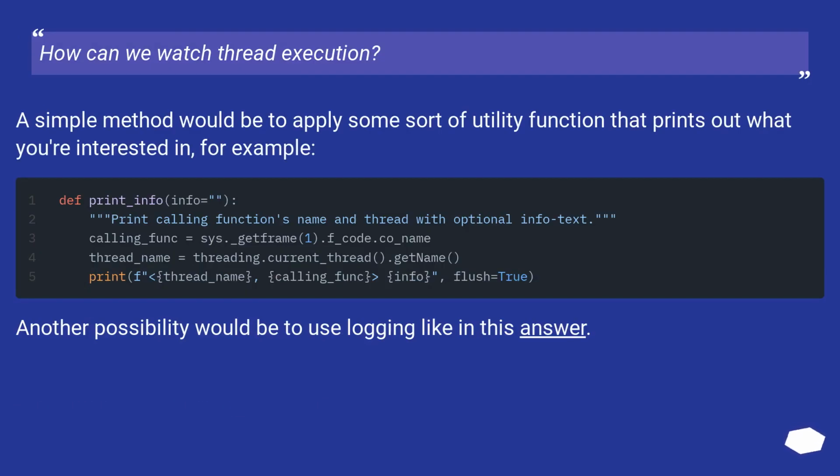How can we watch thread execution? A simple method would be to apply some sort of utility function that prints out what you're interested in, for example. Another possibility would be to use logging like in this answer.